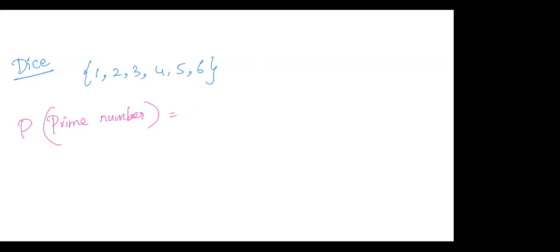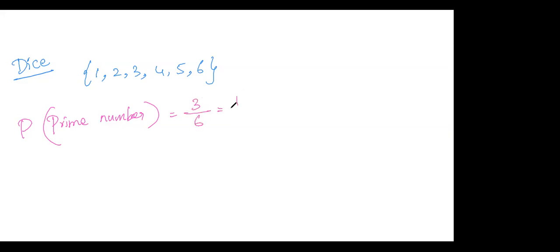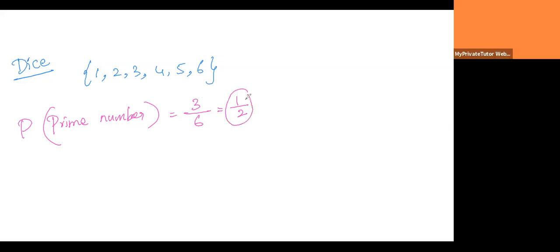3/6. But make sure we simplify that. Whenever we are writing, we need to simplify. Half, 1/2. Yeah, and as I said, probabilities always come between 0 and 1. You can write the probability as a simplest fraction, as a decimal, or else as a percentage. The probability of getting prime numbers if you throw a dice is a 50% chance.